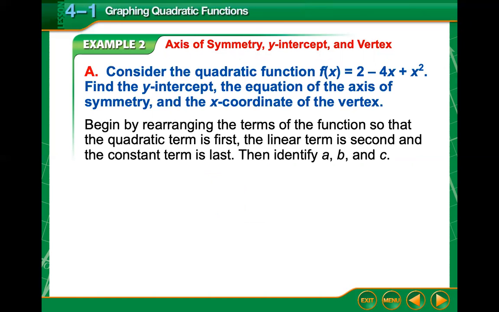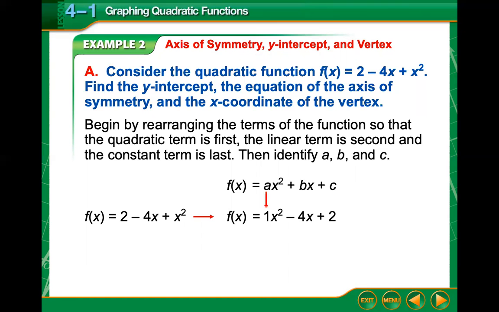So we're going to rearrange these so that this is in standard form so that we can identify our a, b, and c values. So standard form here would be 1x squared minus 4x plus 2. The reason we're going ahead and adding that 1 in there is so that we can identify our a value. So a is 1, b is -4, c is 2.